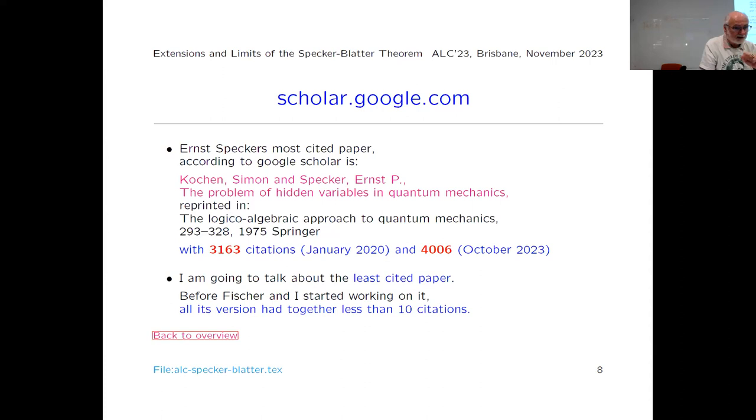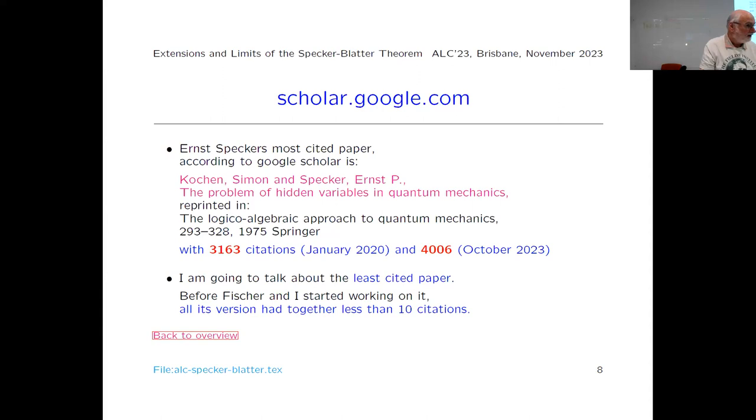Then he touched another field, which was very influential. As a matter of fact, his most famous paper, Kochen and Specker, The Problem of Hidden Variables in Quantum Mechanics, is his most cited paper. In January 20, it had 3,163. But just to show you that I checked a few days ago, it already has 4,006 citations. And actually in August, it was 200 less. So the physicists got very excited about this, about quantum computation and all kinds of other things.